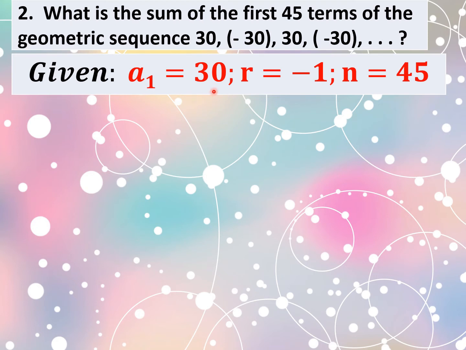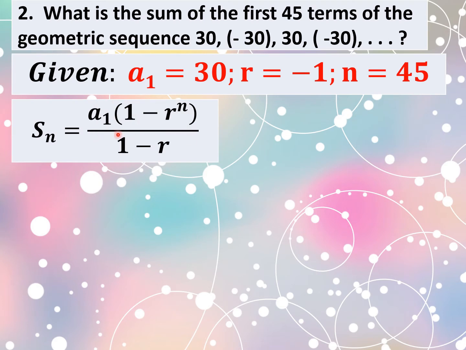Ang a sub 1 natin is 30. And then, ang common ratio natin ay negative 1 dahil negative 30 divided by 30 is negative 1. And then, since we need to find the sum of the first 45 terms, ibig sabihin yung value ng n natin is 45. So, to get the sum, we need to use this formula. Yung S sub n is equal to a sub 1 multiplied by 1 minus r raised to n, all over 1 minus r.